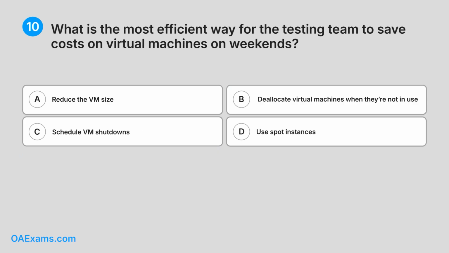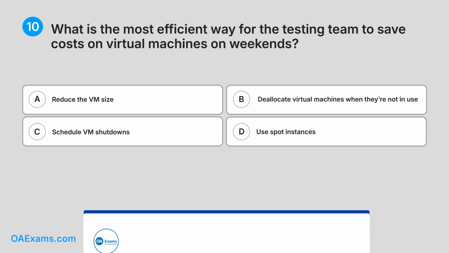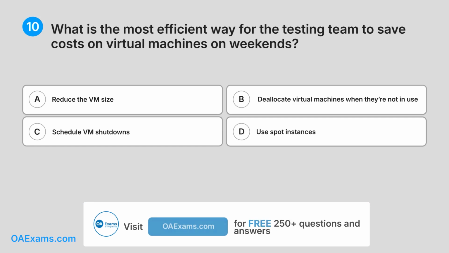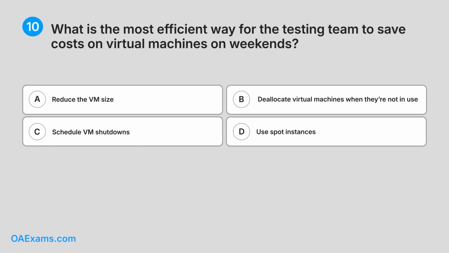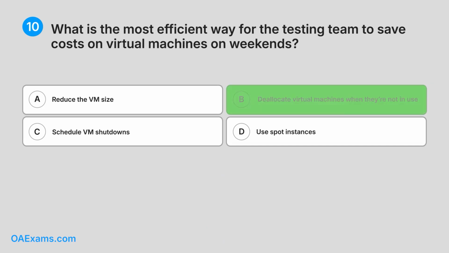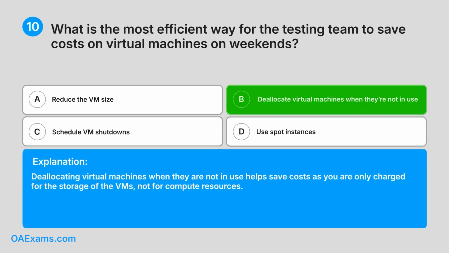10. What is the most efficient way for the testing team to save costs on virtual machines on weekends? A. Reduce the VM size. B. Deallocate virtual machines when they're not in use. C. Schedule VM shutdowns. D. Use spot instances. Do you know the answer? Correct answer. B. Explanation. Deallocating virtual machines when they are not in use helps save costs, as you are only charged for the storage of the VMs, not for compute resources.